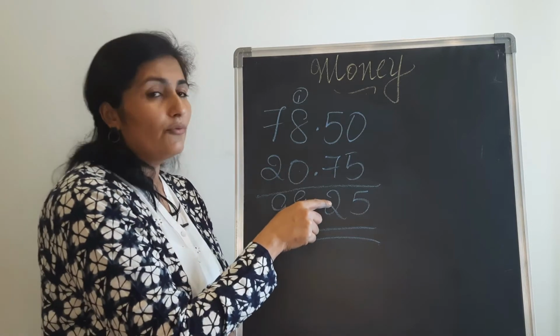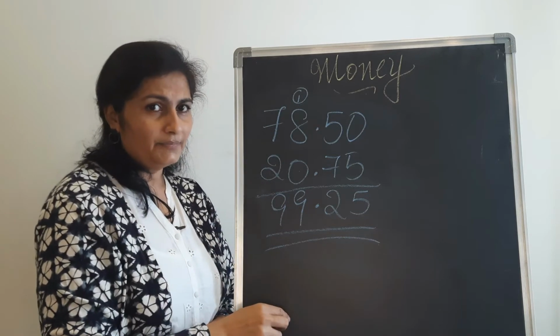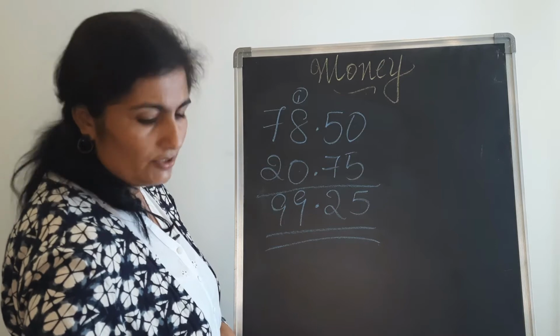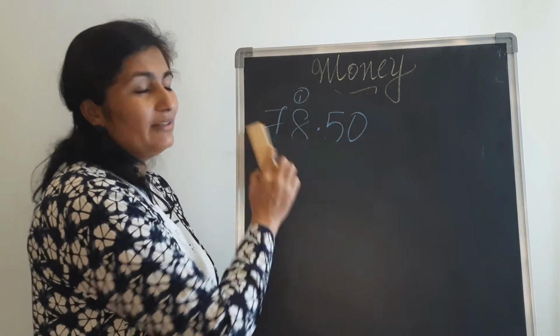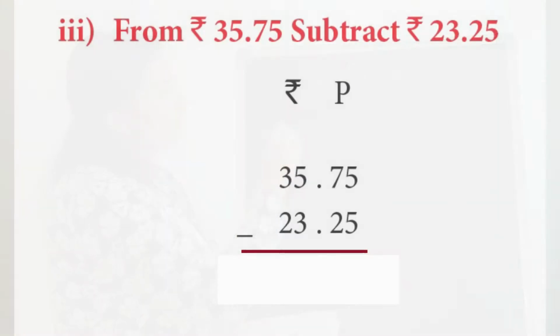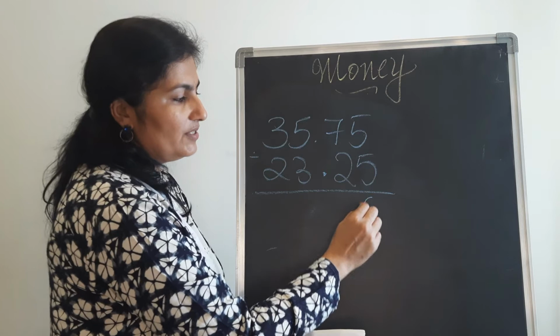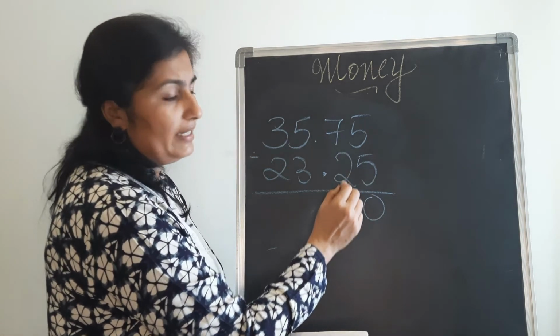So we carry over like in normal addition. Alright. Let's try the next sum also. Why are we trying the sums? For more practice. So there is 35 rupees decimal 75 paise and 23 rupees and 25 paise. So we are going to do the subtraction. 5 minus 5 is 0. 7 minus 2 is 5.